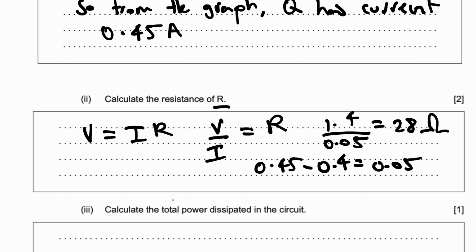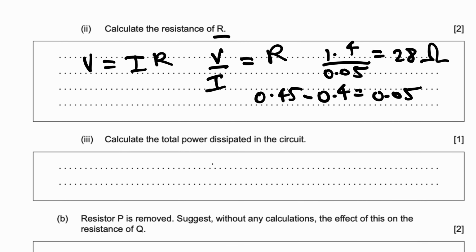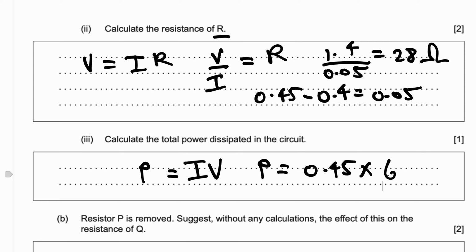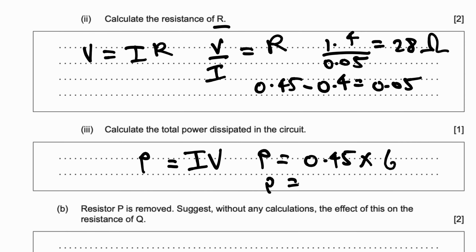Okay, third part. Calculate the power dissipated in the circuit. Now there are a few formulas for power, but the most simple would be P is equal to IV. So power is equal to current. The total current in the circuit is 0.45 times the total voltage in the circuit, which is 6. So I get power is equal to 2.7 watts.